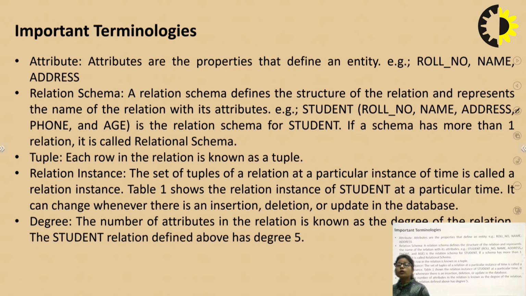Multi-value attributes. Phone number is an example of a multi-valued attribute, because any student or any person can have more than one phone number. This is called multi-value attribute.